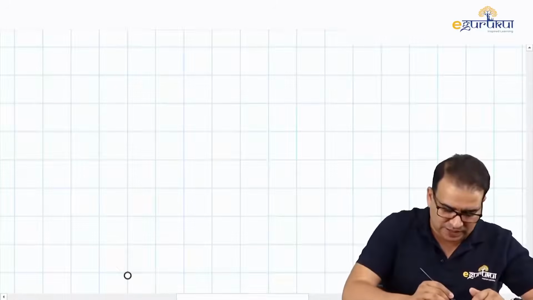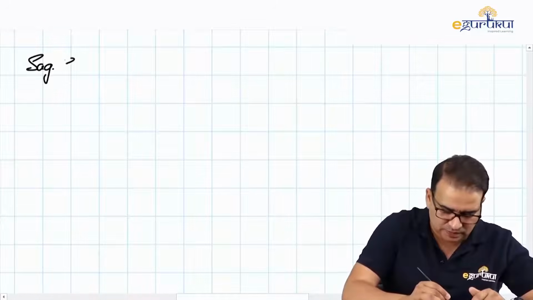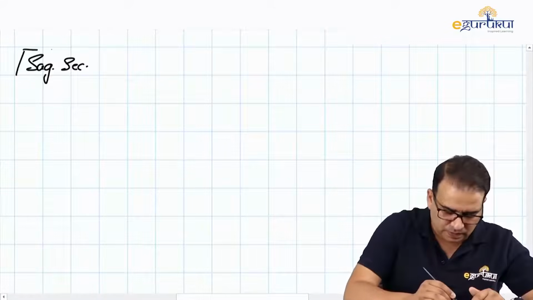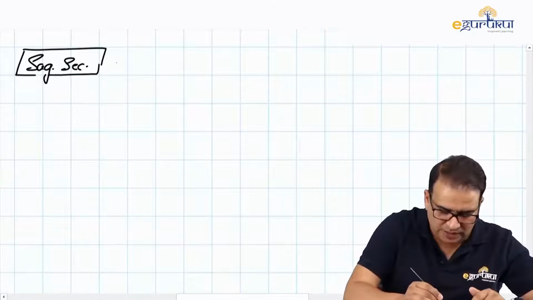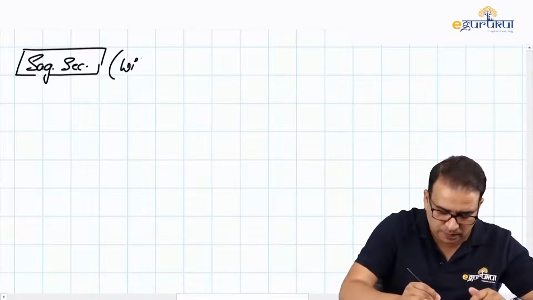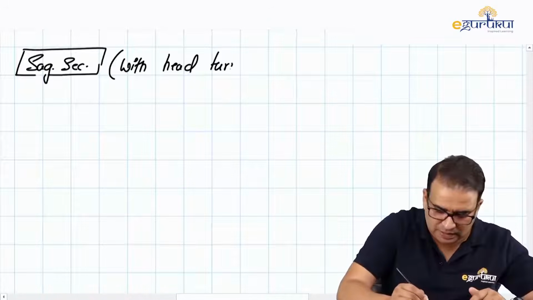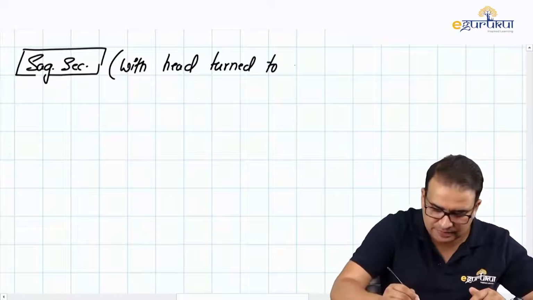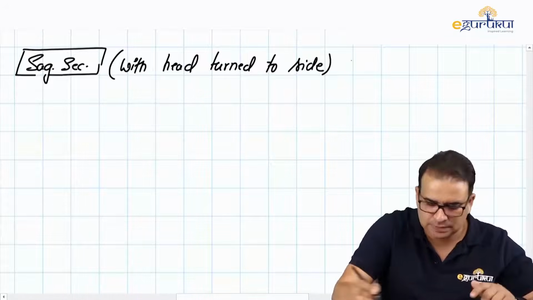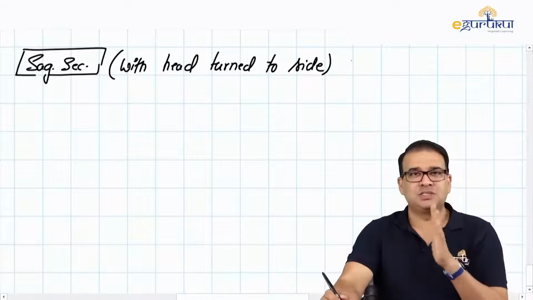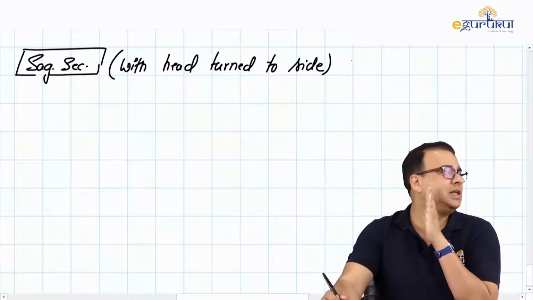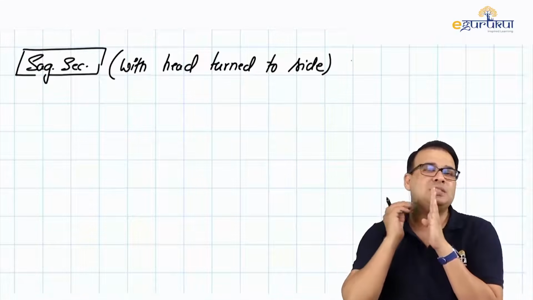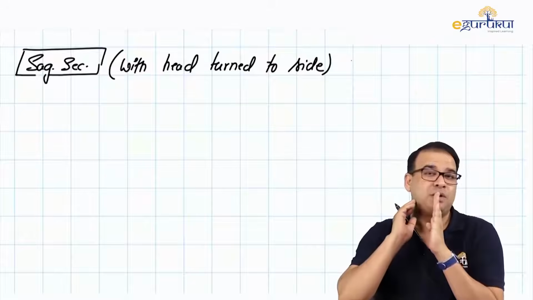So this time we are taking a sagittal section, and no harm in writing, we are taking sagittal section with head turned to side. Because in most textbooks of anatomy, they will show you the sagittal section like this only, without turning the head to the side. So they miss the parotid and submandibular, especially the submandibular gland, which is important, is not to be missed.